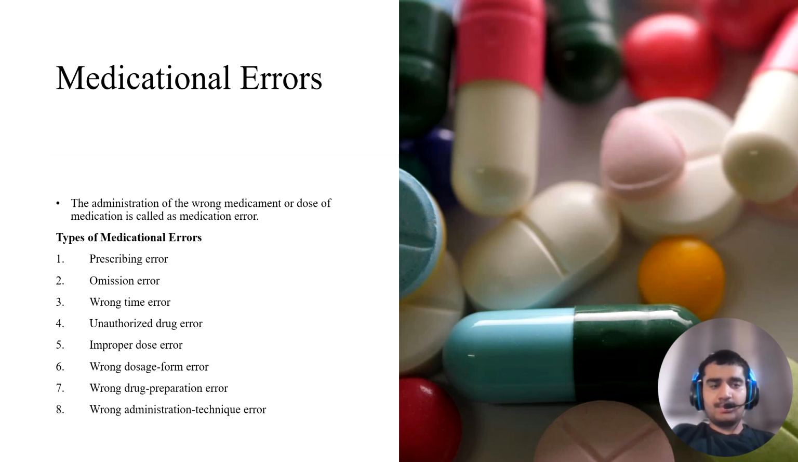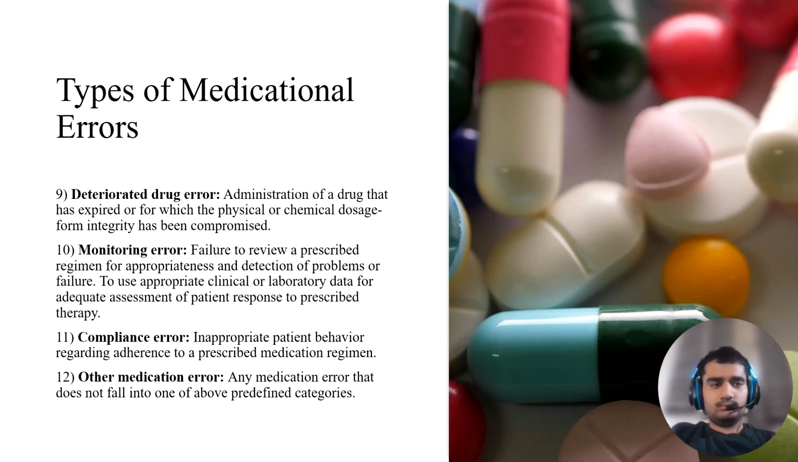There are various types of medication error. It may be prescribing error, omission error, wrong time error, unauthorized drug error, improper dose error, wrong dosage form error, wrong drug preparation error, wrong administration technique error. Deteriorated drug error means administration of a drug that had expired or for which the physical or chemical dosage form integrity had been compromised.